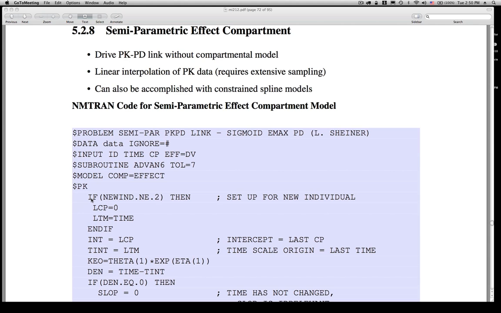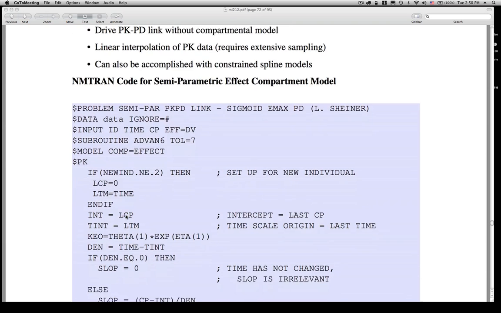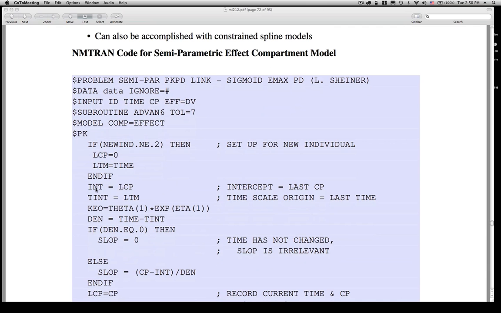And all it does is initialize a couple of variables. LCP is equal to 0 and LTime or LTM is equal to time. That's initialized. So at the beginning of each individual, LCP is 0 and LTM is time. We start off then with the first intercept being 0 or LCP, and the first time of that intercept is equal to time. So that's the starting point for this linear interpolation.